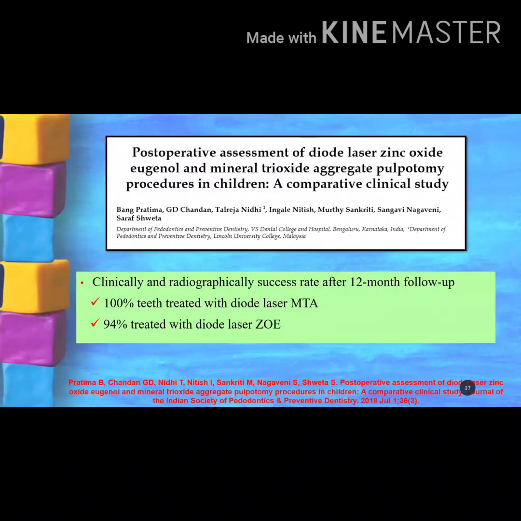electrosurgery. Now, post-operative assessment of a diode laser, zinc oxide eugenol, and mineral trioxide aggregate MTA pulpotomy procedure in children. In that, after a 12-month follow-up, they have found that 100% teeth treated with the diode laser and MTA, and 94% treated with the diode laser plus ZOE.